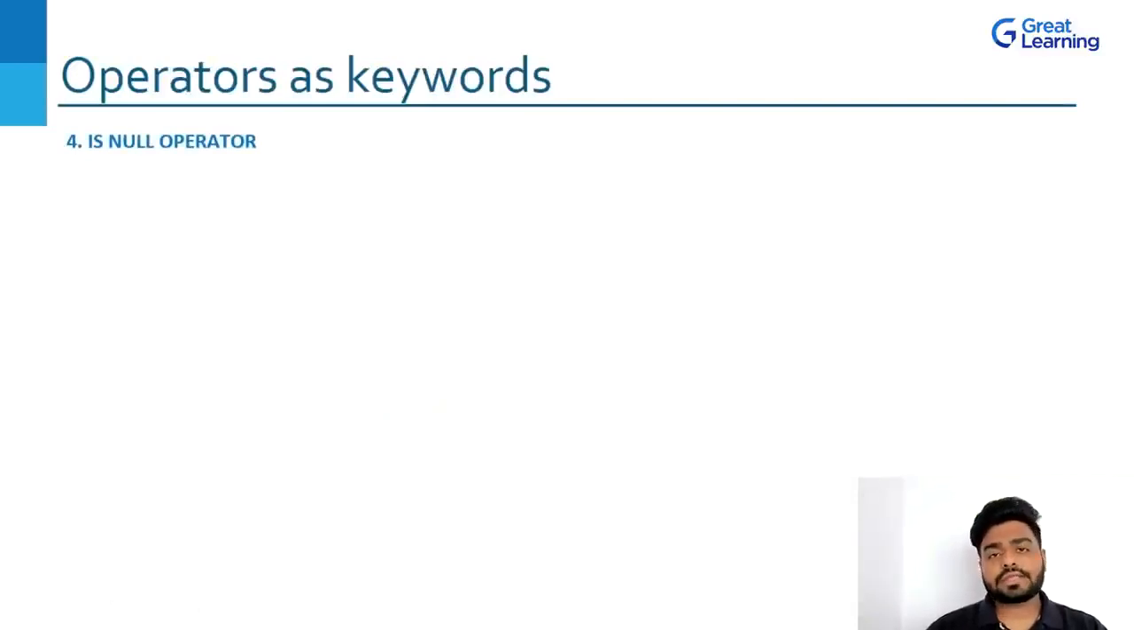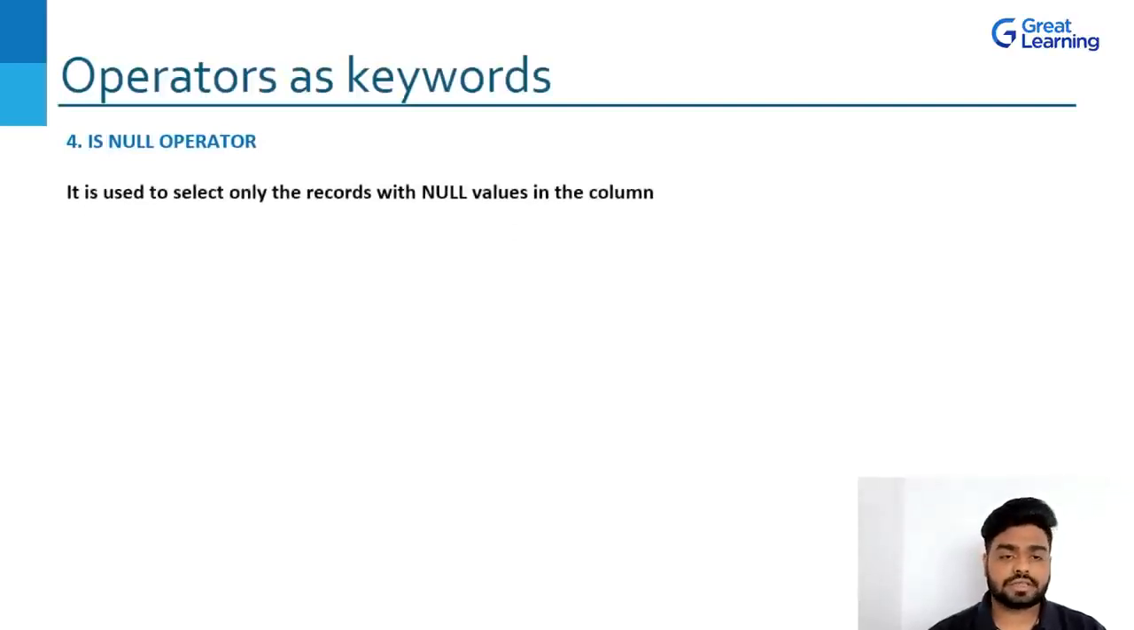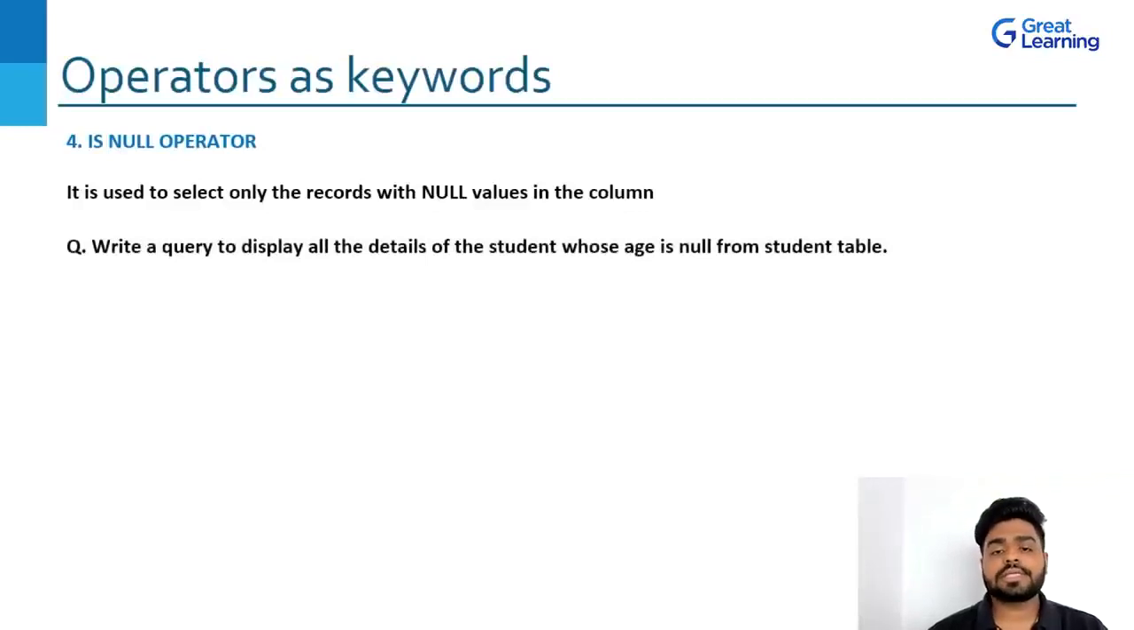Now the next one is IS NULL. By looking at and reading the name, you must have understood what it is. Let's understand what is null. It is used to select only the records with null values in the column. Only the null values in the column will be there. Write a query to display all the details of the student whose age is null from the student table.